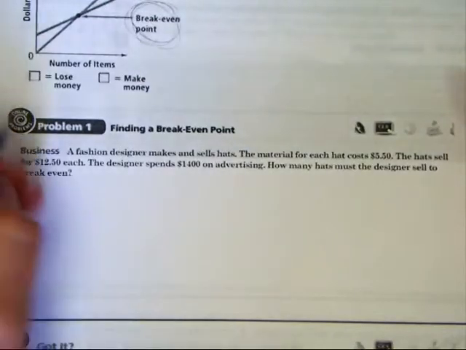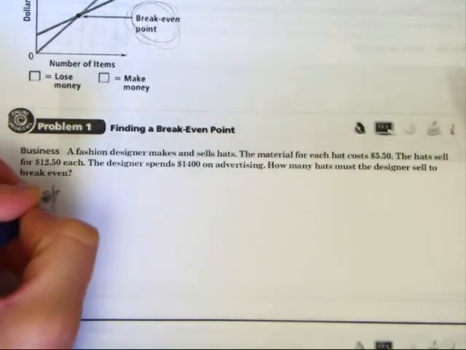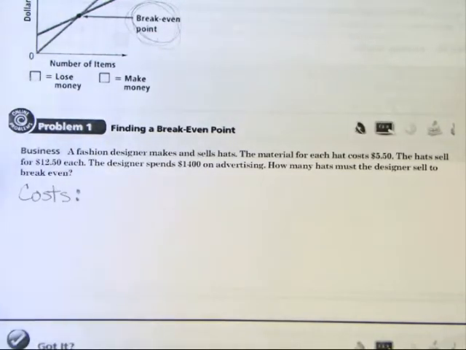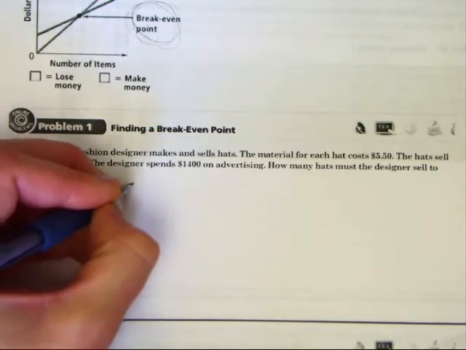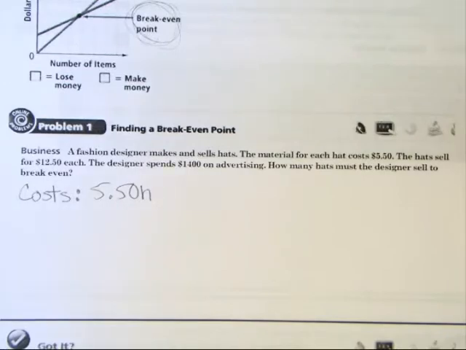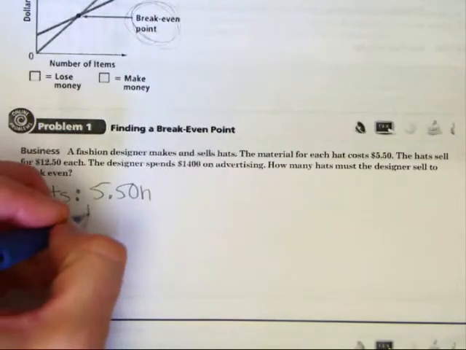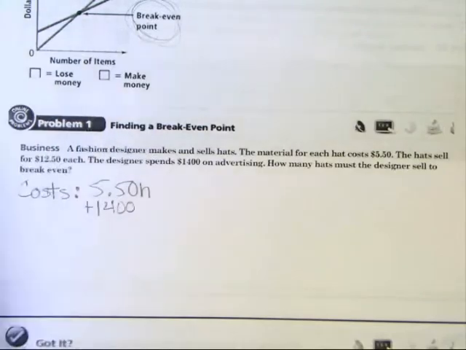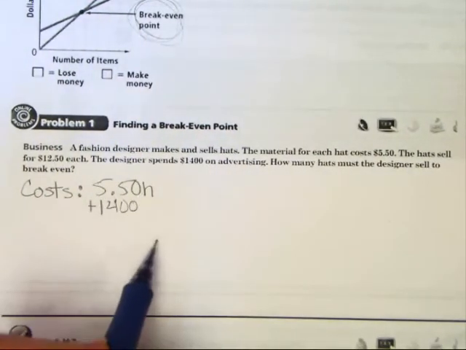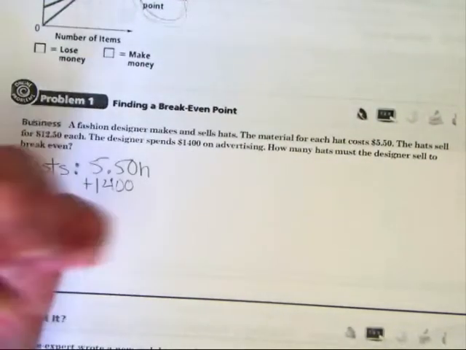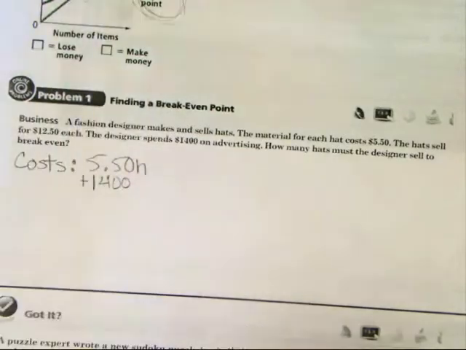So what we want to do is talk about the different costs, or the expenses, excuse me. The cost to this designer is $5.50, right? And that is for every hat. So we're going to multiply it times H because it's for every single hat. The other cost is the spending for advertising. Now, it's just a flat $1,400, okay? So your cost is made up of $5.50 for every hat and $1,400 for the advertising. Now, how much does this designer make? How much do they sell them for?